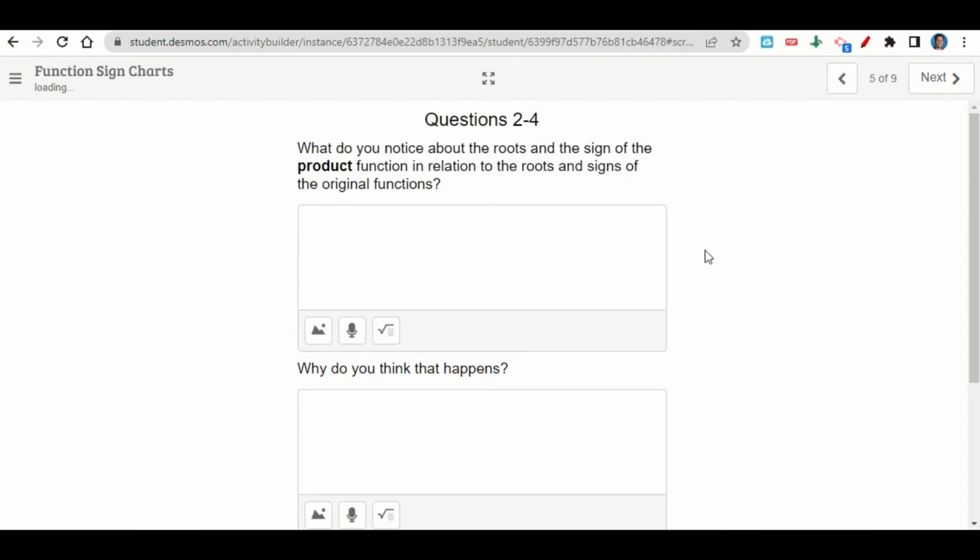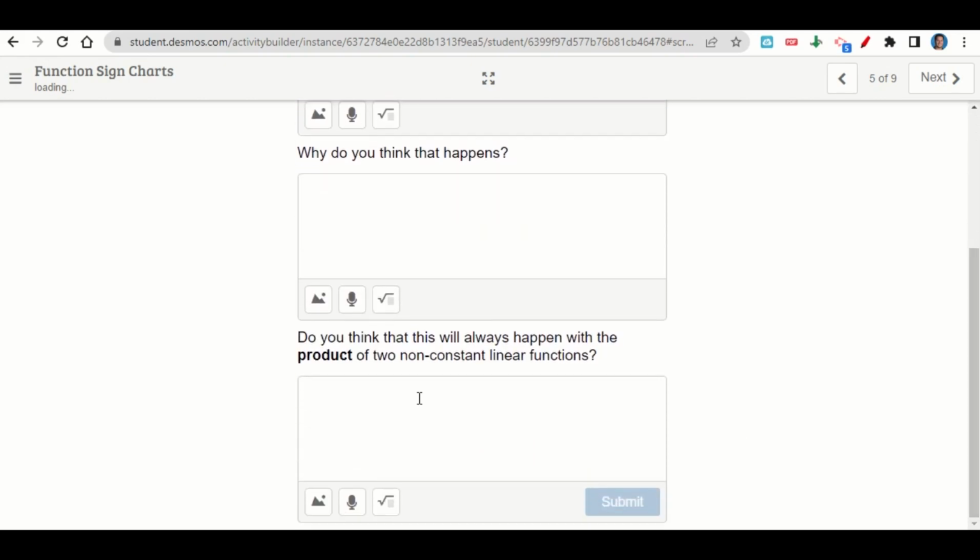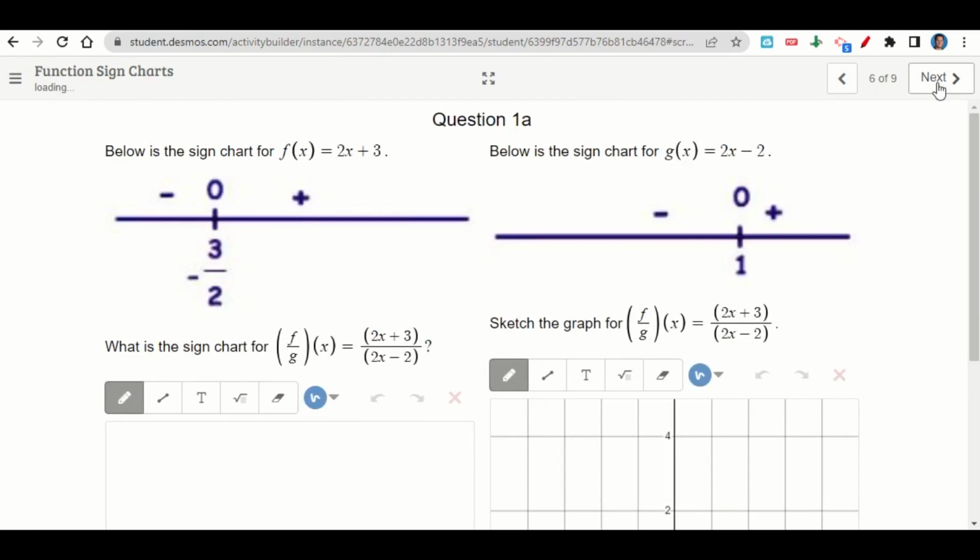Now, on this one, it says, what do you notice about the product of the roots? Well, we should know that the roots are the same. So the product of the two equations has the same roots. So we take both roots from each of them and put them together. Why do you think this happens? So you're going to state why you think that will happen. Do you think that will always happen? So you'll go ahead and state that there. Then we'll click next.